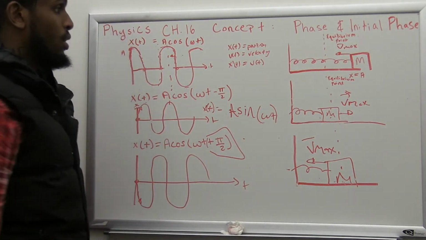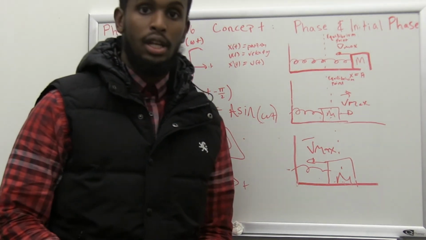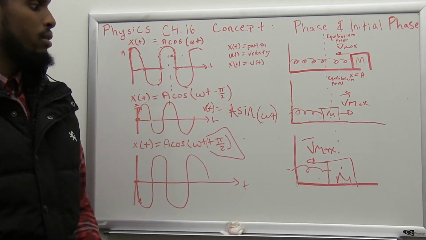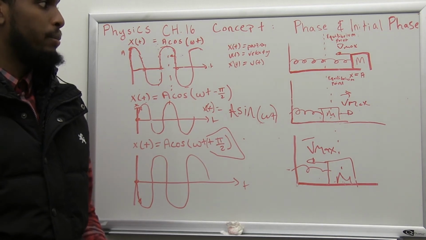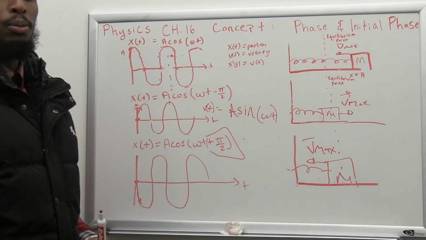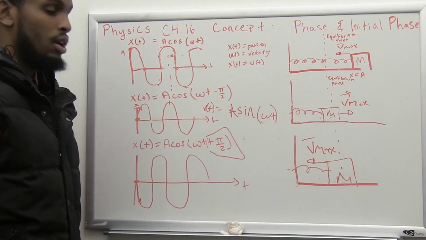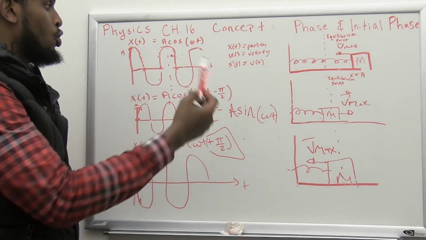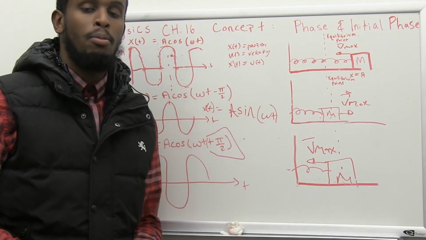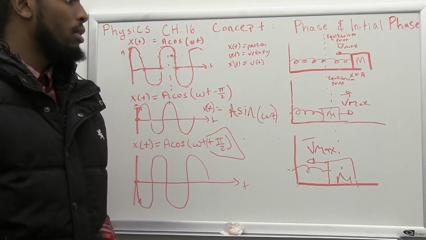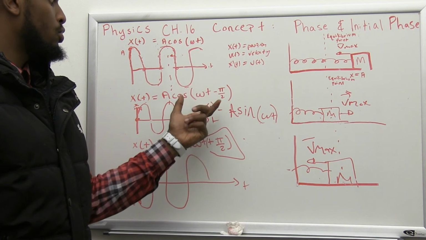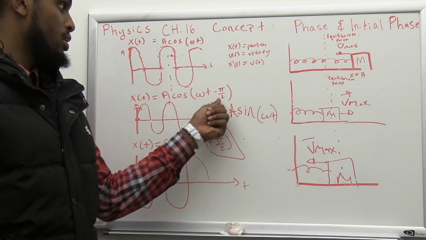So I hope you guys gain a lot from this. A spring is another way of thinking about simple harmonic motion. So simple harmonic motion goes through sinusoidal waves. So if it matches a sinusoidal wave, there's most likely simple harmonic motion. So the phase is the argument, and the initial phase in the phase is the phi.